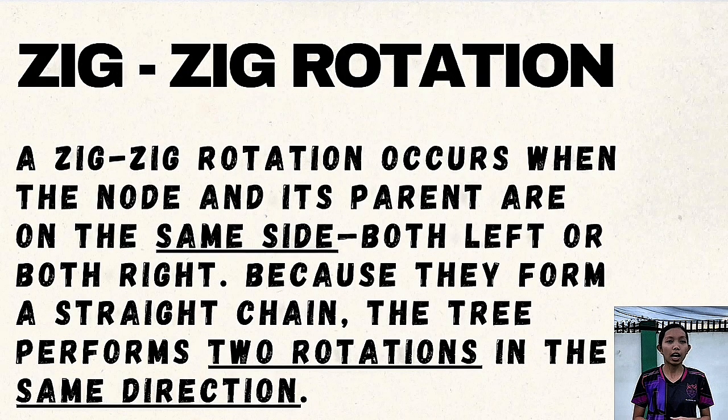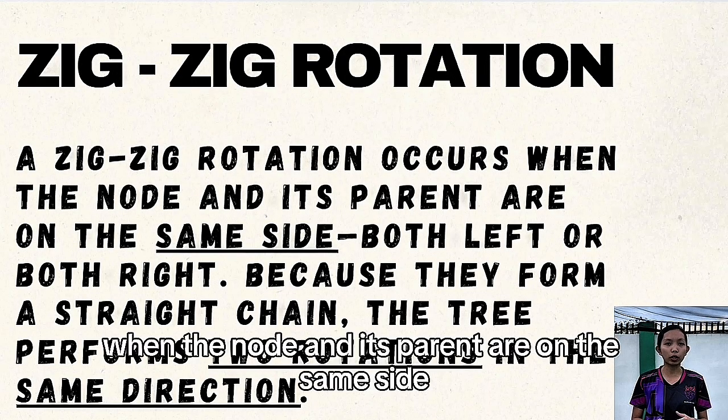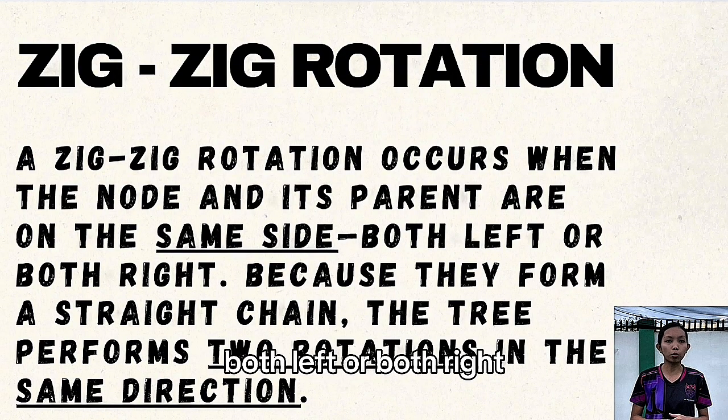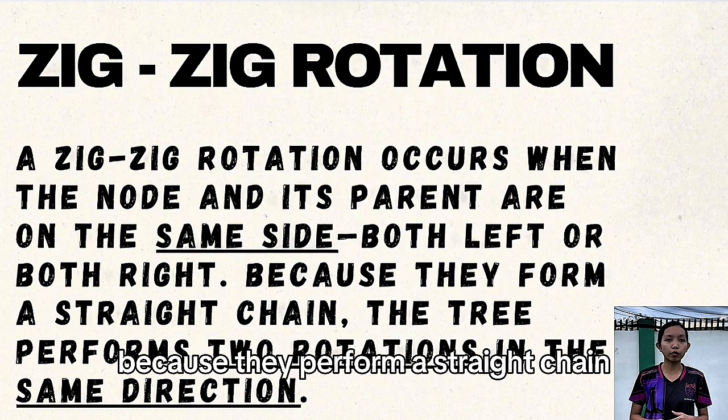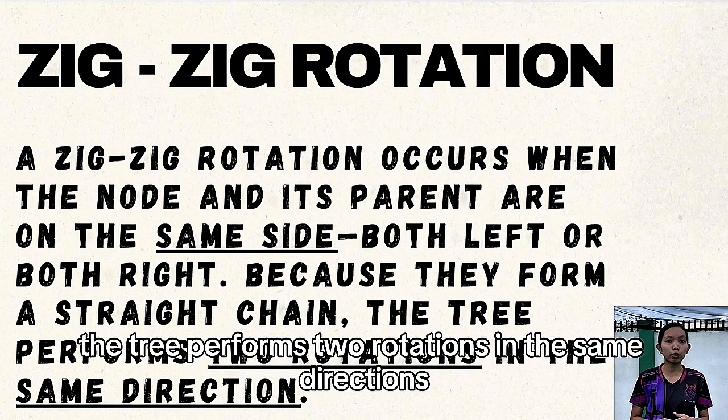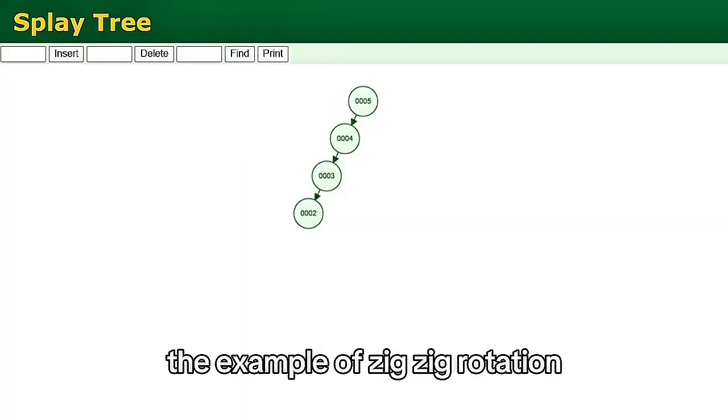Zig-zig rotation. A zig-zig rotation occurs when the node and its parent are on the same side, both left or both right. Because they form a straight chain, the tree performs two rotations in the same direction. Here is the example of zig-zig rotation.